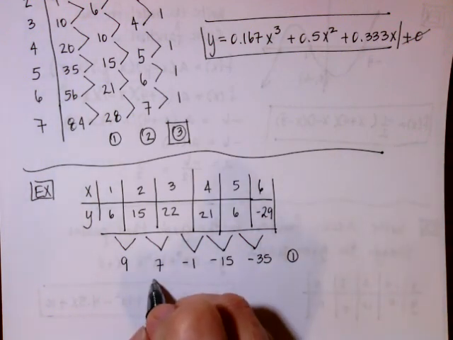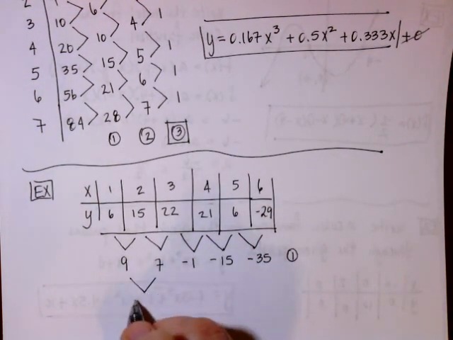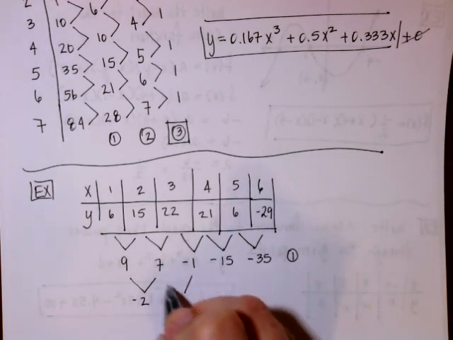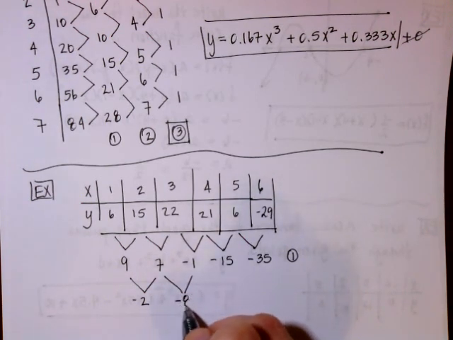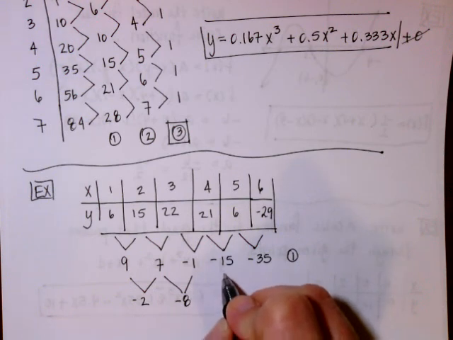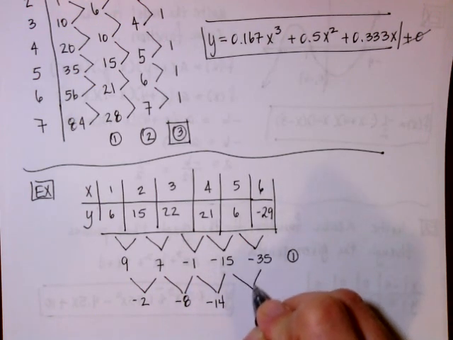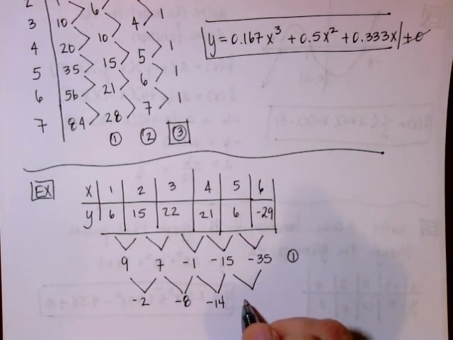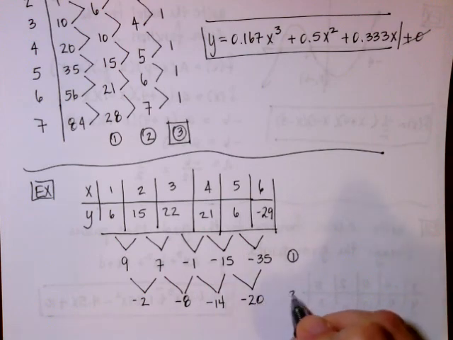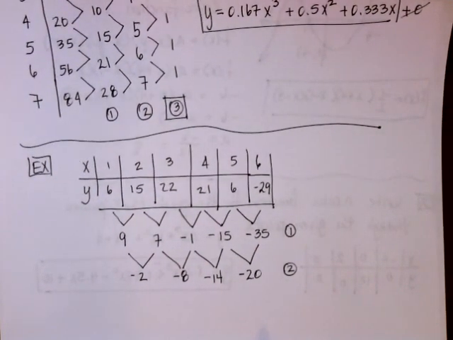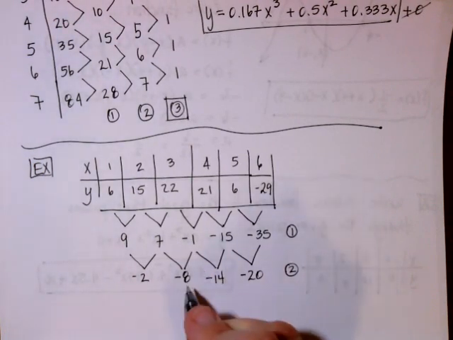So now I'm going to do the other ones. 7 minus 9 is a negative 2. A negative 1 and a negative 7 is a negative 8. A negative 15 and a positive 1 is a negative 14. And a negative 35 and a positive 15 is a negative 20. There's a second degree. And the numbers still don't all match. So now I'm going to do it one more time.